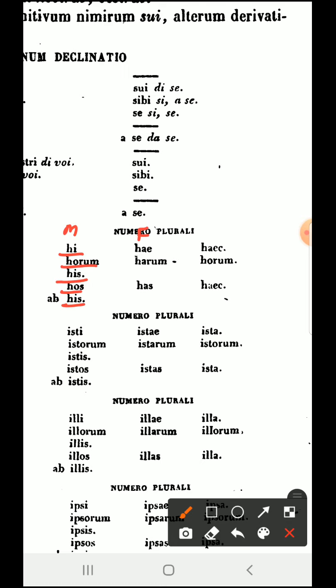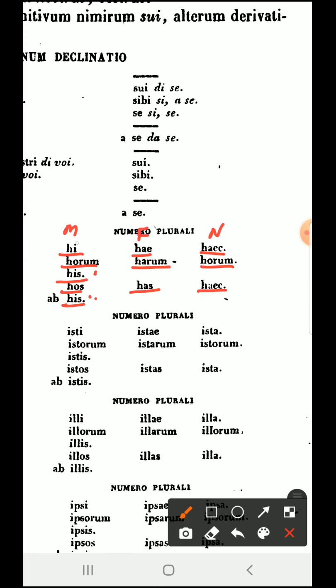The feminine forms, we have hae or hai. That's the nominative feminine plural. We then have the genitive plural harum, harum. We then have his for the dative, has, these, feminine, for the accusative, and ab his for the ablative. And then lastly on the right we have the neuter forms. We have haec, the neuter plural, don't get that confused with the feminine singular. We then have in the genitive plural, horum, of these, neuter. We then go over to the dative, his, to or for these. We then have haec as the accusative plural, and his again as the ablative plural.